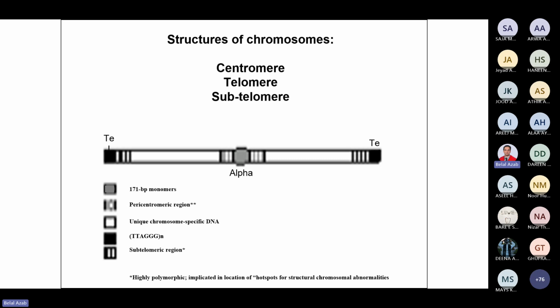So take those same 171 bases, copy and paste them next to each other many times, and you will get the alpha satellite, which is the centromere. Remember, the centromere is very important, for example, during meiosis or mitosis, for proper cell division. If the centromere is missing or deleted, the entire chromosome will be lost during a cell cycle. And the pericentromeric region is the region surrounding the centromere.